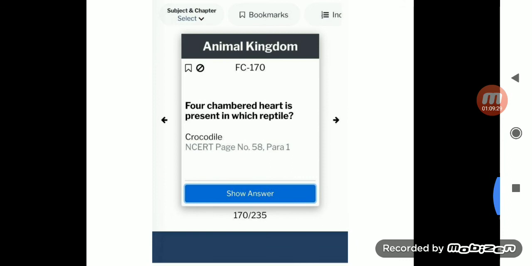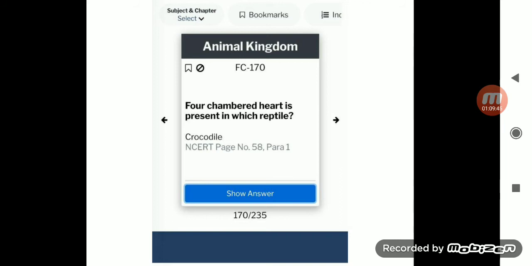Four-chambered heart is present in which reptile? Crocodile.